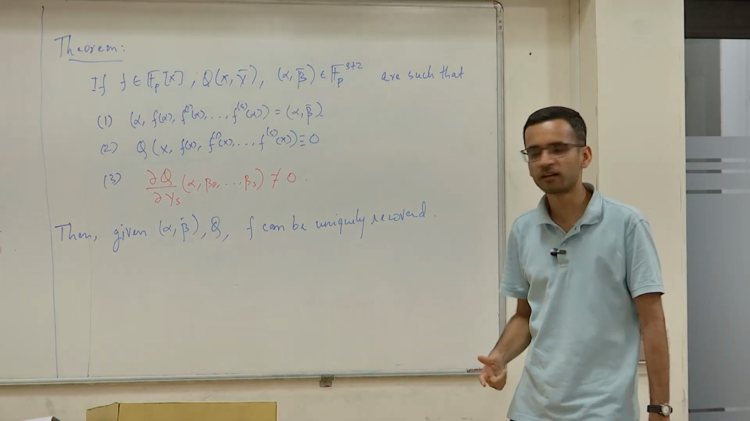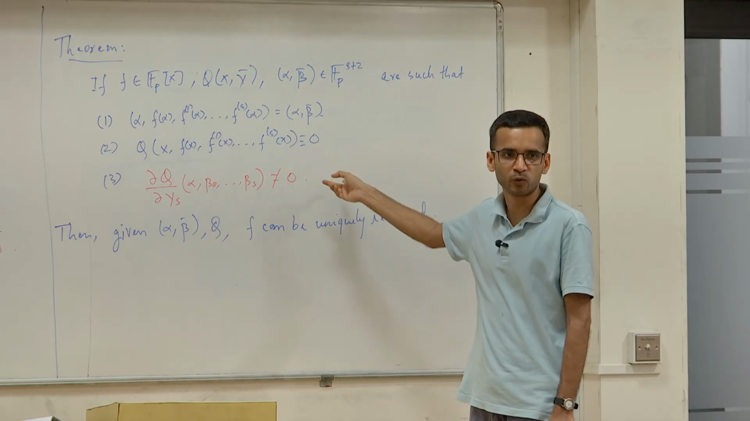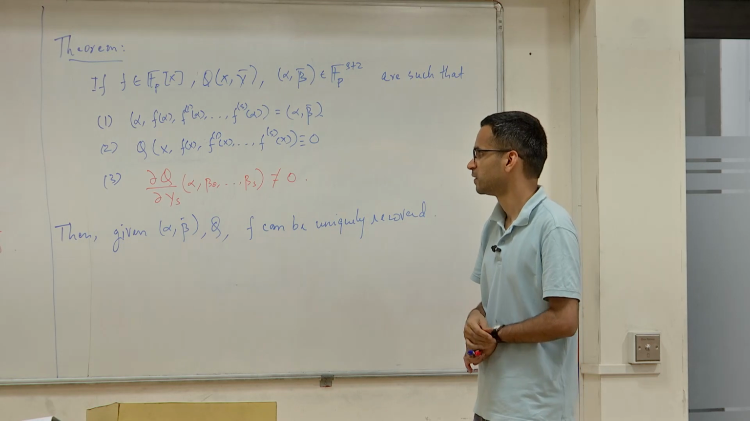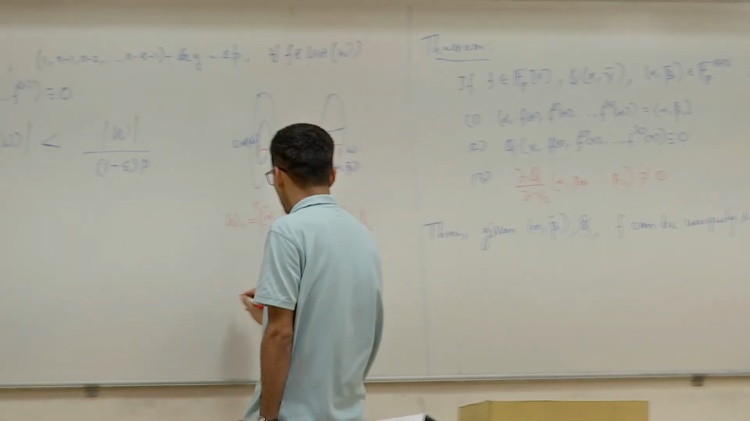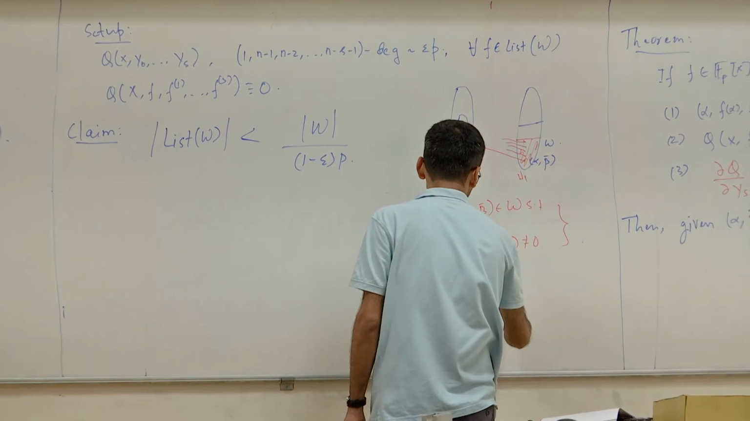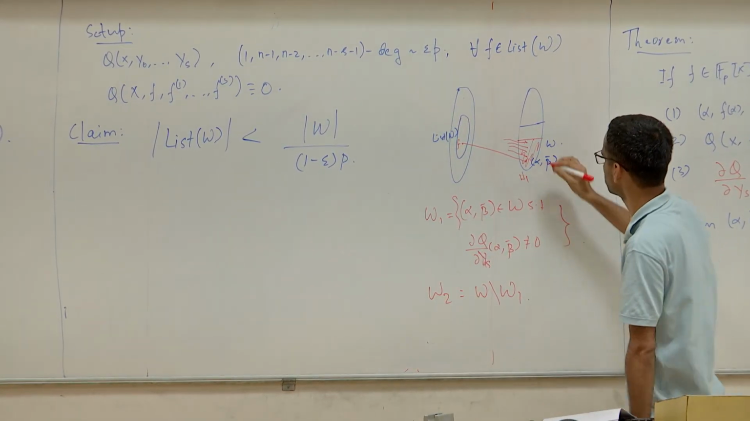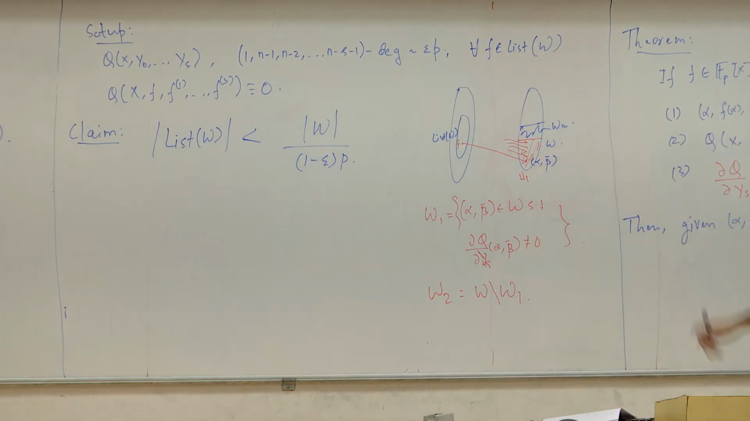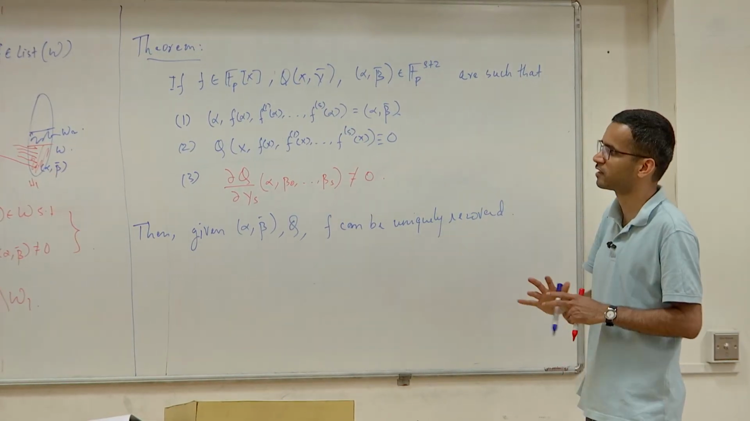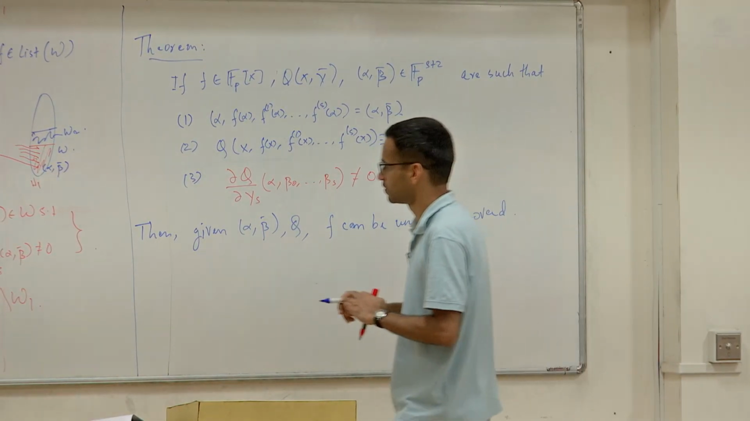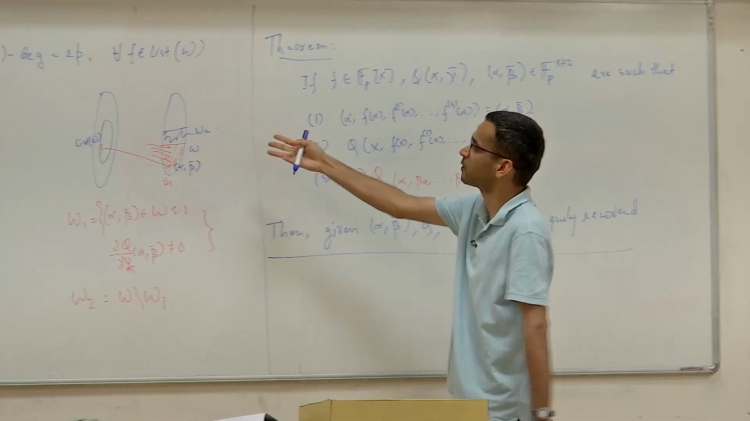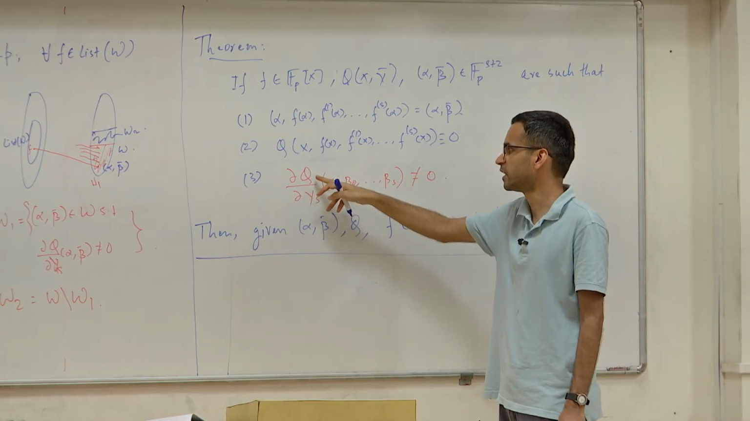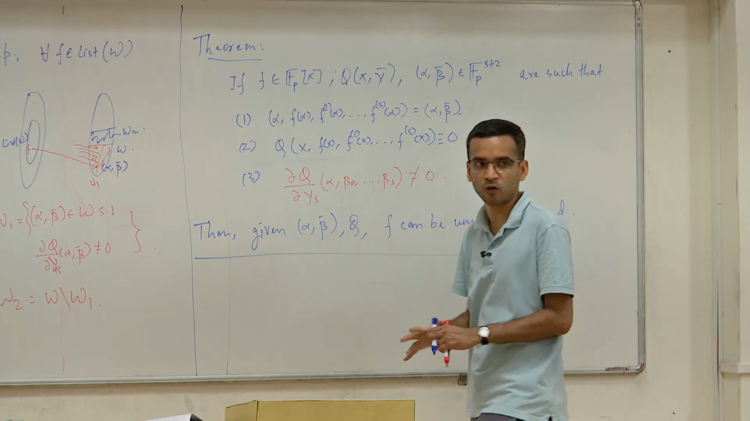Okay, so now we have a choice to make. I am not going to be able to prove this theorem in time. So let's prove the list size bound using this theorem. Okay, so W1 is this. What is W2? Let's define W2 to be W minus W1. So this is W1 and this is W2. What do we know about W2? By definition, W2 is the subset of W where the derivative of Q with respect to ys vanishes on all points in W2.